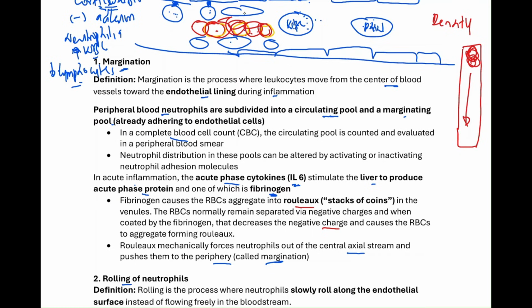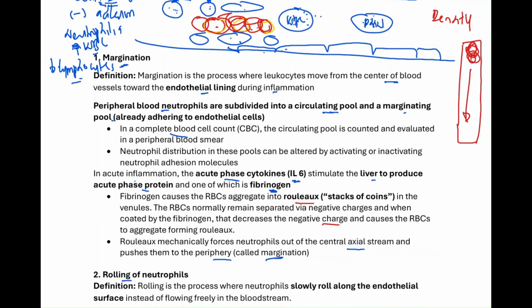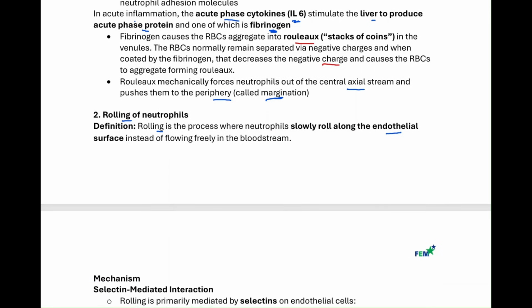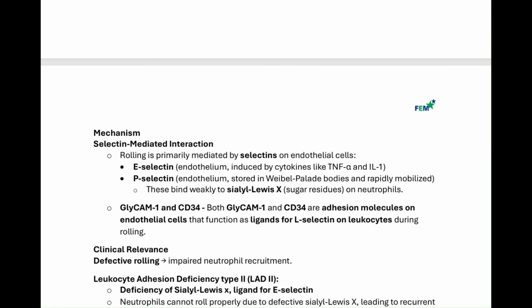The next step there is going to be rolling. So now that the neutrophil has marginated, they need to roll to the wall of the blood vessel. For them to roll, what do we need? Like we said, rolling is the process where neutrophils slowly roll along the endothelial surface instead of flowing freely in the bloodstream. And for rolling to take place, we need selectin. So it is a selectin mediated interaction. Rolling is primarily mediated by selectins on the endothelial cells.